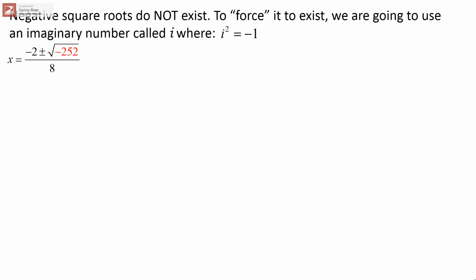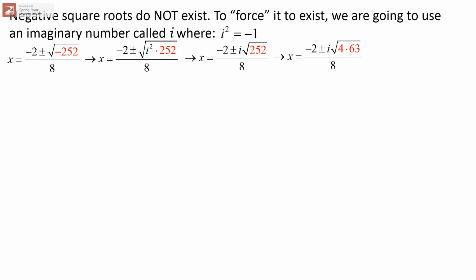We are now going to take this i squared and plug it inside of the radical to separate the number from its negative sign. So we write x is equal to negative 2 plus or minus square root of i squared times positive 252, all of that over 8. Now I am going to take the square root of i squared, which is i, and take it out of the radical. So my solution has now become negative 2 plus or minus i times square root of positive 252, all of that over 8.